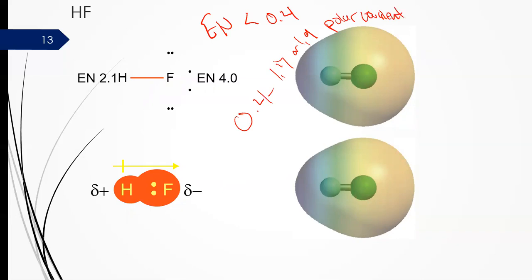And so in this case, we see this partial positive over by that hydrogen. That's what this symbol stands for. That symbol means that it's partially positive. It's not a complete positive charge. It just means it's on its way there. And then our fluorine, because it's attracting those electrons a little bit more, is going to be our partially negative.